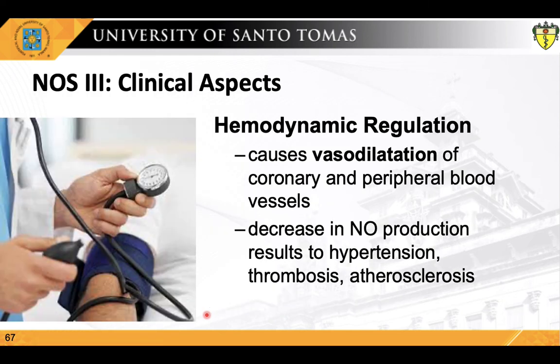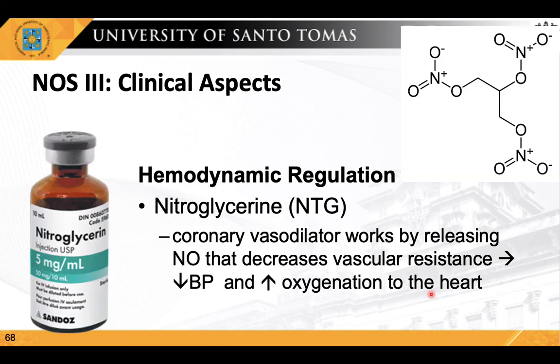Thus, it is worthwhile to note that nitric oxide synthase 3 plays a critical role in maintaining a basic vasotonus in the hemodynamic regulation, such that a decrease in the production of nitric oxide results in hypertension, thrombosis, or atherosclerosis. Nitroglycerin as a source of nitric oxide reduces vascular resistance and hence blood pressure and dilates the coronary arteries, allowing more oxygenation to the heart. It is used for the treatment of angina pectoris, but it was only since the discovery of nitric oxide that its mode of action was deduced.